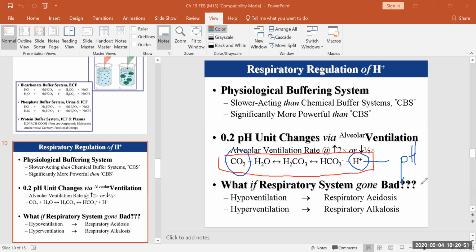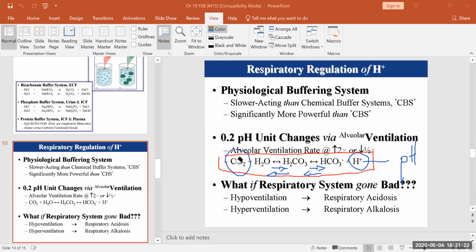Just by the fact that you're breathing in and out, and this is an equilibrium here, this should have been written like this. It goes this way, and it can also go in the opposite direction. Same thing here. It can go this way, or it can go this way. So those are two equilibria.